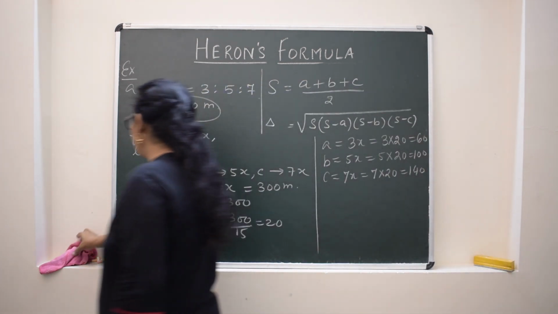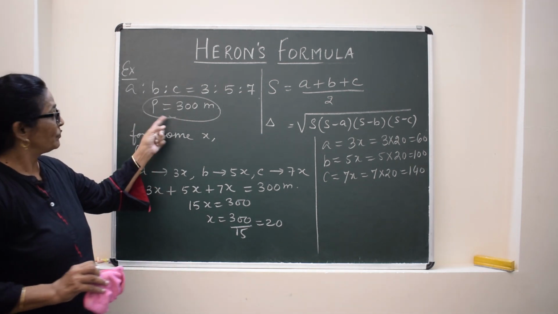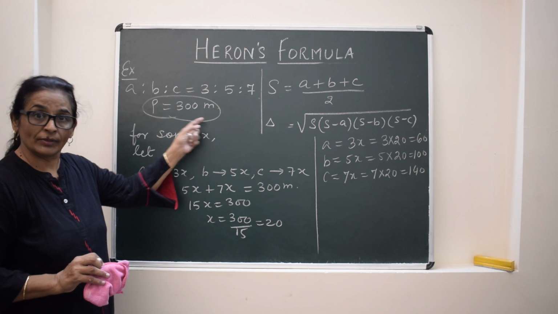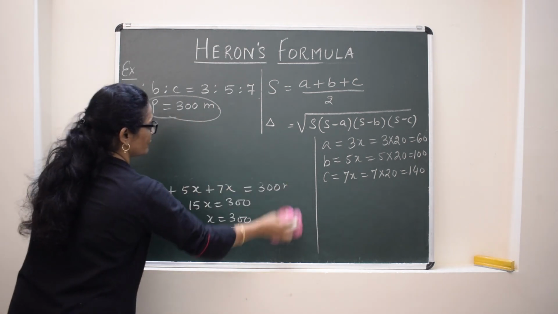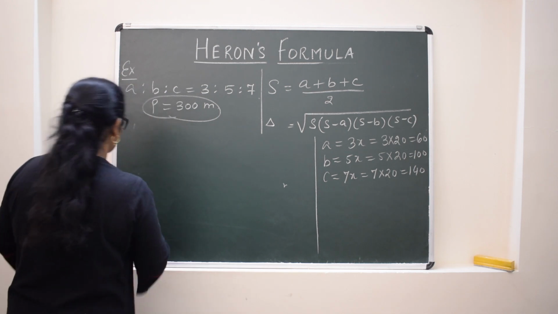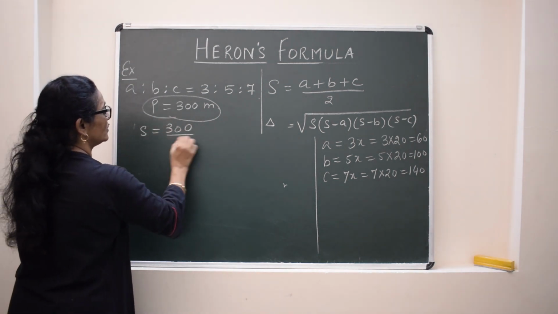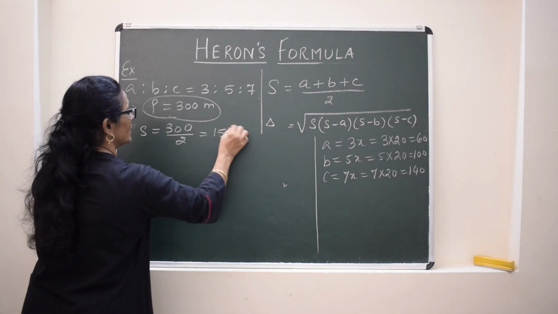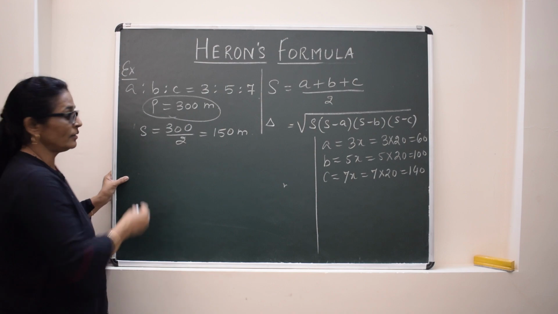So once we know the sides, now we can apply the formula and we can calculate the area. And we require the semi-perimeter. So once we know the perimeter, directly by dividing it by 2, we can find the semi-perimeter. So here in this case, semi-perimeter will be 300 upon 2, that is 150 meters.